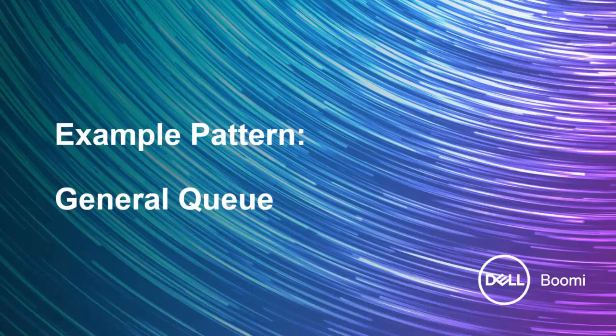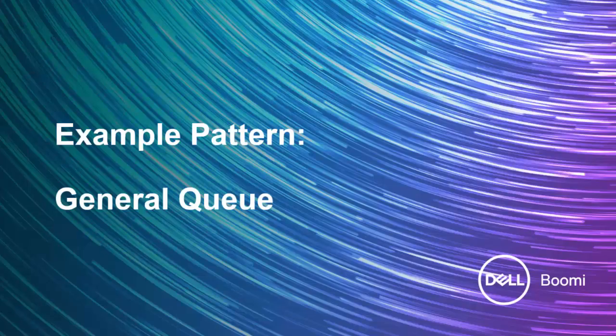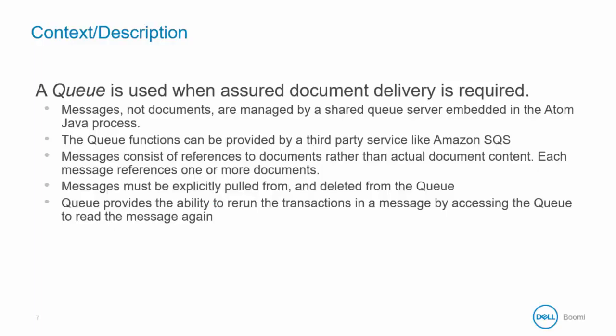In this module, we are going to look at three more patterns common to Atom-Sphere integrations. That will be the general queue, paginated API handling, and parallel processing. We will first look at the general queue.